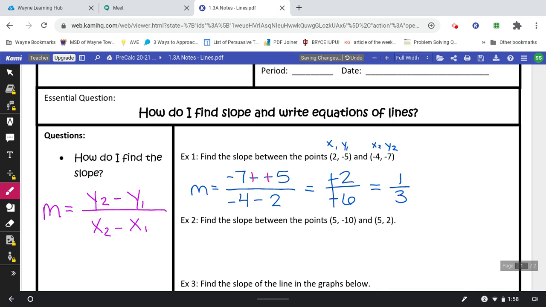And when I have a slope of 1/3, I know it means I go up 1 and over 3. So it gets me a slope that looks something like this. Uphill and not too steep.